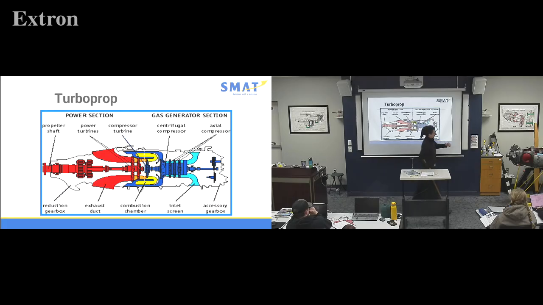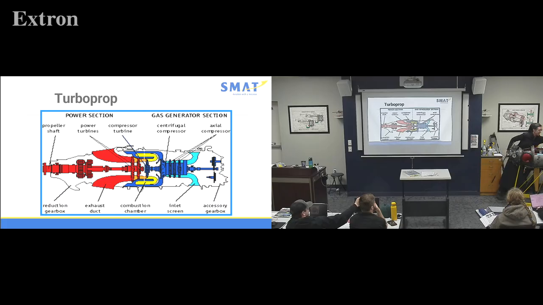Engine right here, where do you think is the intake? On the bottom. Getting hotter. Excellent. Hey, that's the back of the engine.